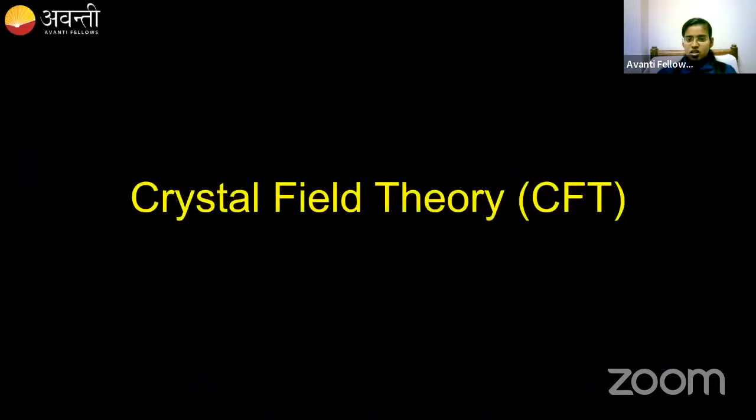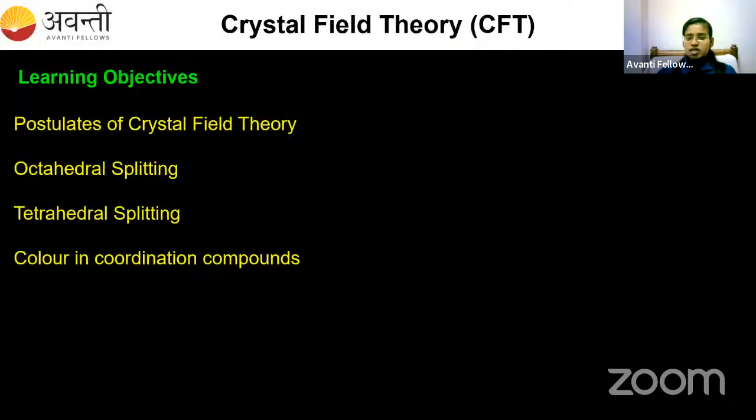CFT. The learning objectives in this theory are the postulates of crystal field theory, octahedral splitting, tetrahedral splitting, and then color. We are going to discuss color. You see here, valence bond theory did not give any information about the color, but crystal field theory gives information about the color of the coordination complex.